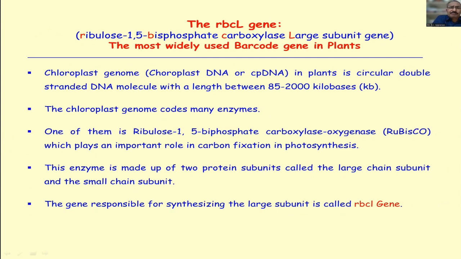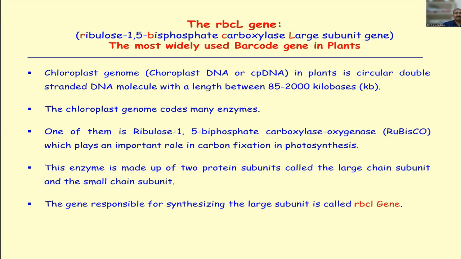Let us see, in plants, the most commonly used is the Rbcl gene. As I told you, Rbcl stands for ribulose 1,5 bisphosphate carboxylase. This is an enzyme, and this enzyme is a protein. This protein is made up of two subunits, one small subunit and one large subunit. In Rbcl, L stands for the large subunit gene. So this is the most widely used barcode gene in plants.